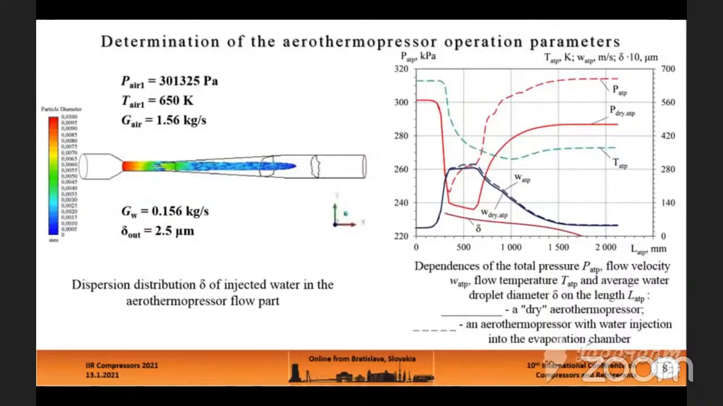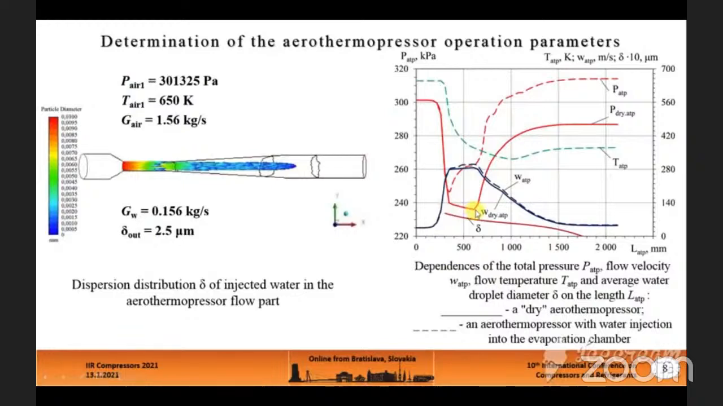Comparison of the change in pressure, these two lines, along the length of the IIR thermopressor with and without water injection shows that the pressure in the evaporation chamber decreased from 240 kilopascal to 235 kilopascal due to losses. That is, the pressure loss is 5 kilopascal or almost 2%.